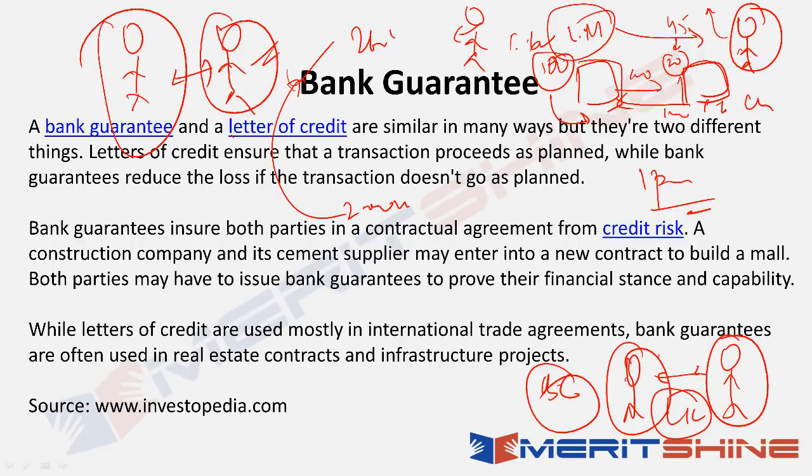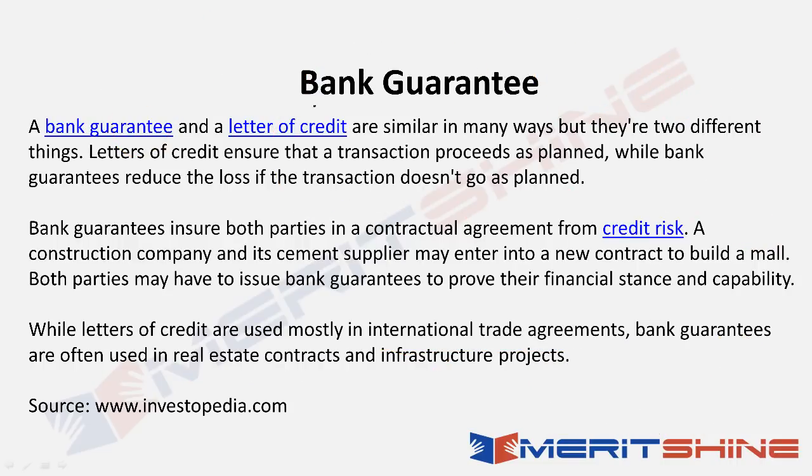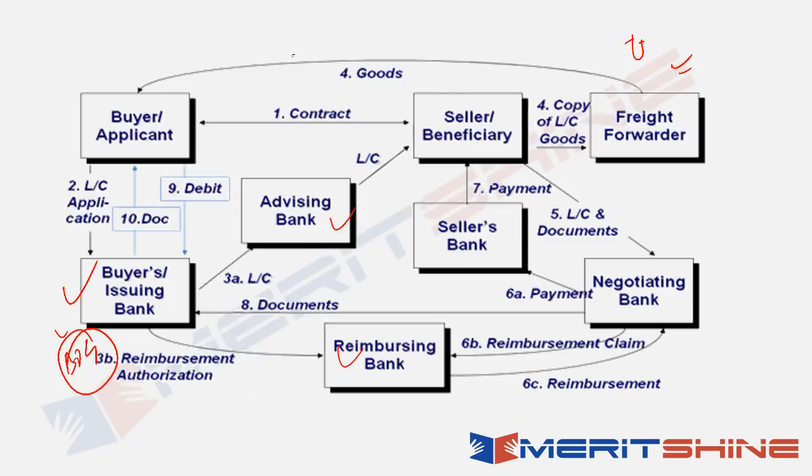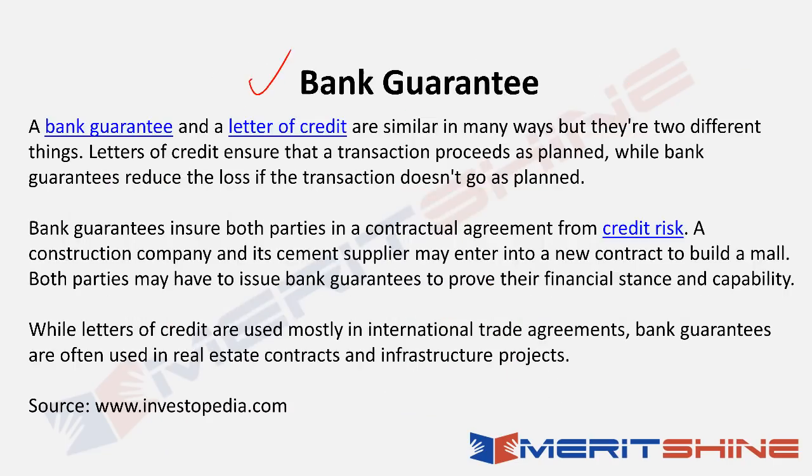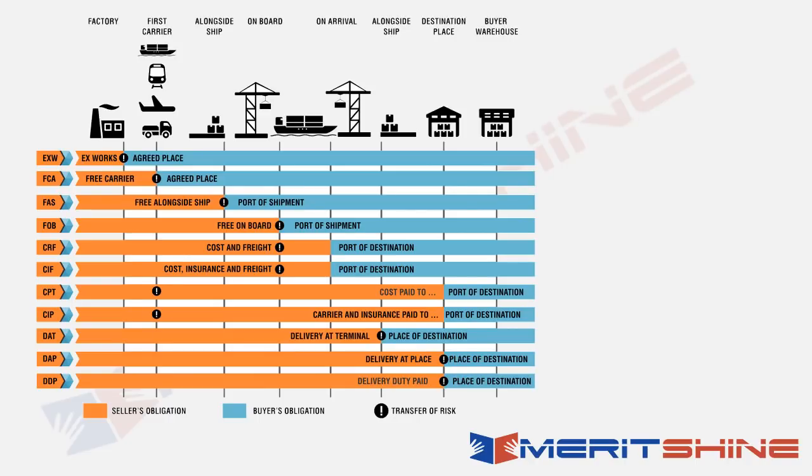Okay, so while LCs are used mostly in international trade agreements, bank guarantees are used in real estate contracts and infrastructure projects, like I told you, construction of a road or F-16s, or something bigger at stake. Only then do you get into a bank guarantee. So I hope the LC part is clear. Totally, the bank guarantee aspect of it is clear. Let us now try to understand the Incoterm. What is it?